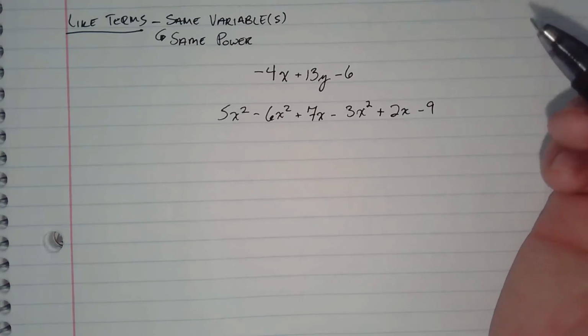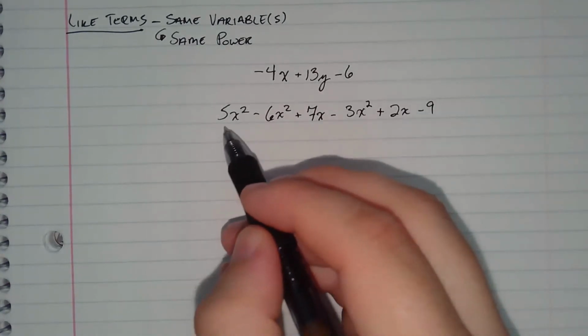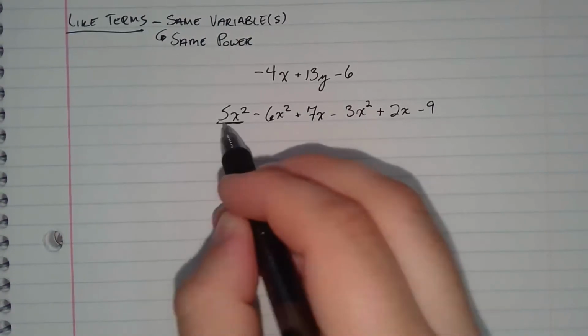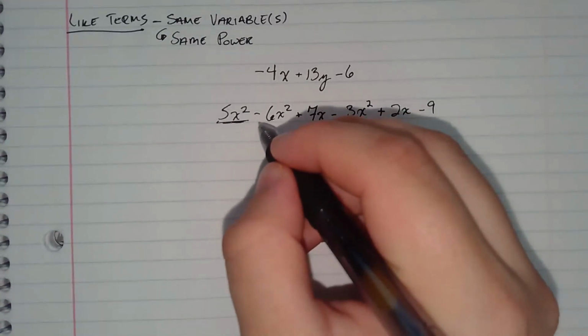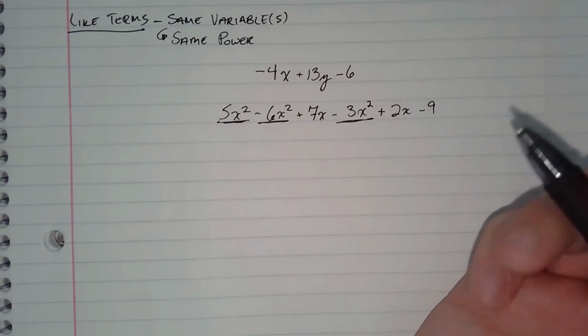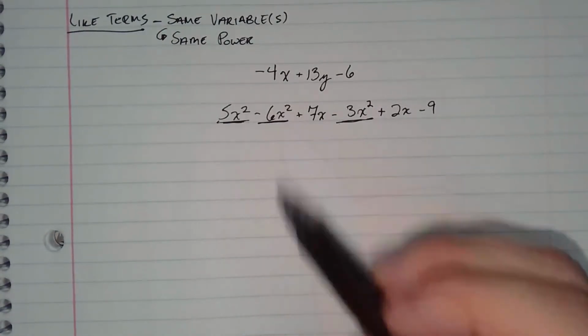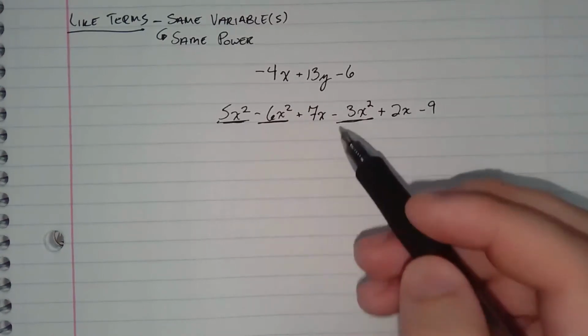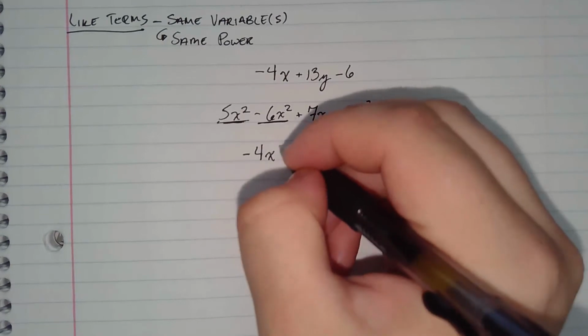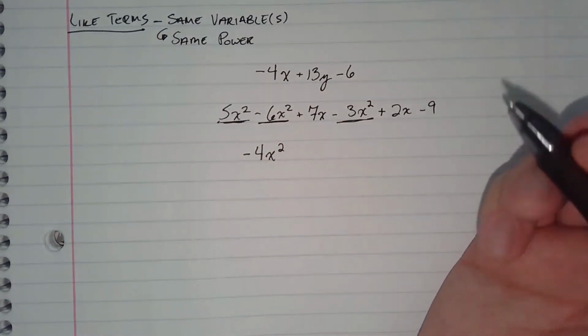I could go on doing this for days. So again, I like to start from left to right. Our first term has an x squared, so we have to find every other term that has an x squared. We have negative 6x squared and negative 3x squared. So 5 minus 6 is negative 1, minus 3 would give us a coefficient of negative 4, keep our x and keep our power, so x squared.